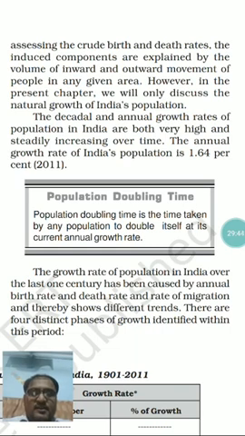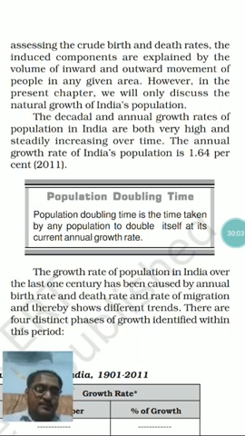And because on the basis of these two concepts, first on the basis of birth rate and death rate, and second on the basis of rate of migration, there are different trends, and there are 4 distinct phases of growth identified within this period. Means on the basis of these two changes, birth rate, death rate and migration, the growth of population is divided into four different phases.